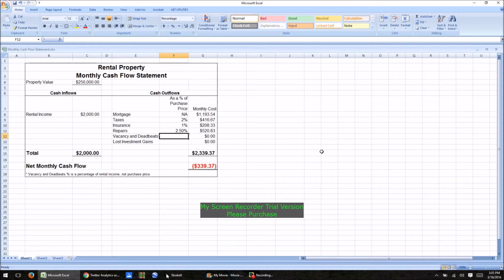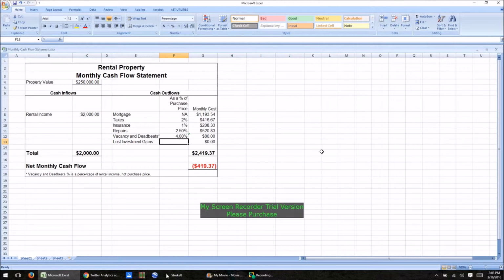So one month lost every 2 years is about 4%. And notice there's a star there because it's related to your rental income. It's not really related to your property value. So it's 4% of your monthly rental income you're not going to collect. So $80 a month, you need to budget for that.